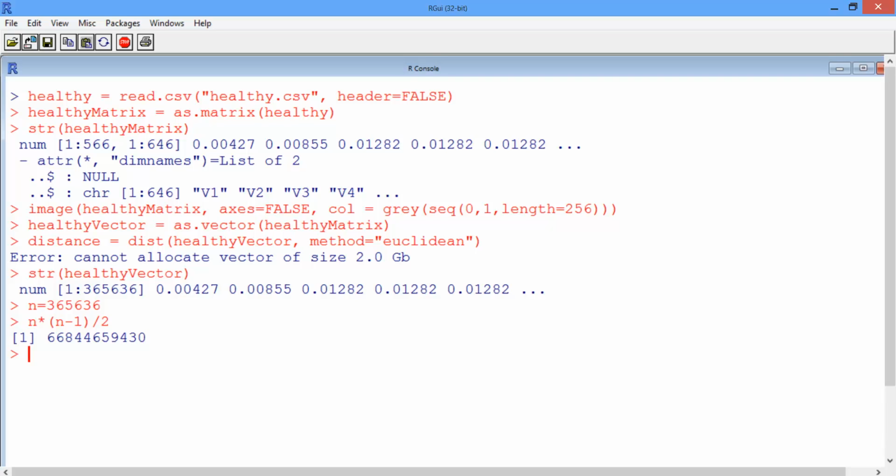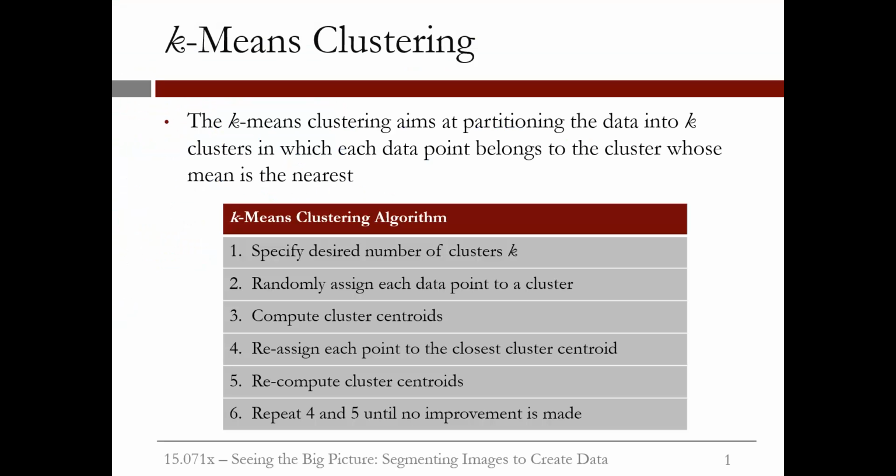Well, we have seen in Lecture 2 that another clustering method is k-means. Let us review it first and see if it could work on our high-resolution image. The k-means clustering algorithm aims at partitioning the data into k clusters in a way that each data point belongs to the cluster whose mean is the nearest to it. Let's go over the algorithm step by step.